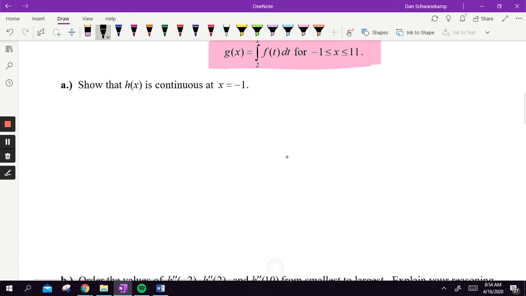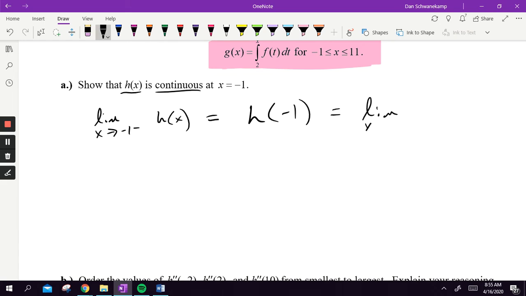Part A says show that h of x is continuous. Remember continuity. There are 3 things you have to show for continuity. You need to show the limit as x approaches -1 from the left of h of x is going to be equal to h of -1 in the middle, which is going to be equal to the limit as x approaches -1 from the right of h of x. Write stuff out. The limit from the left, the middle, and the right are all equal to each other.